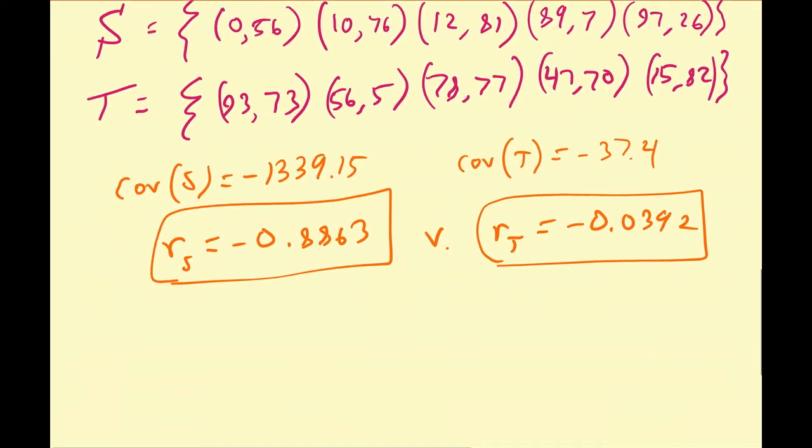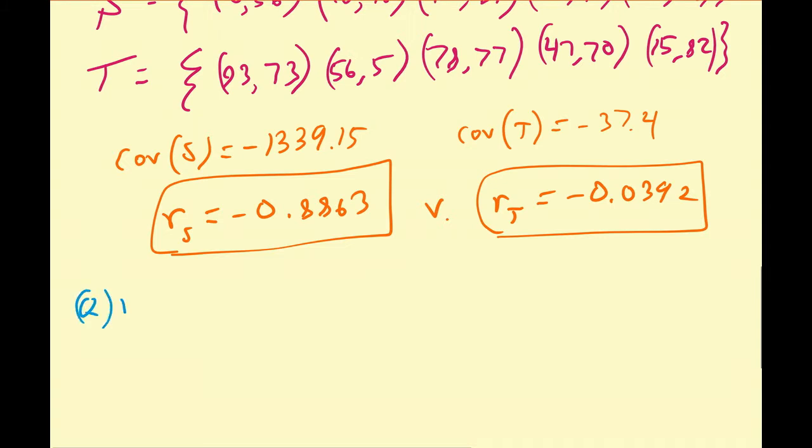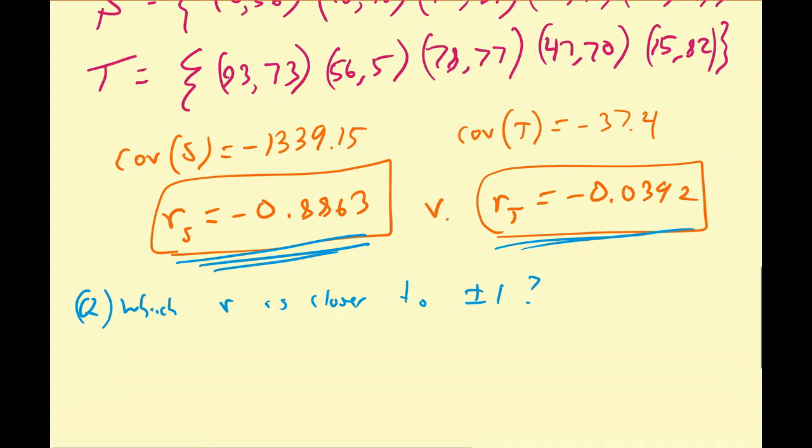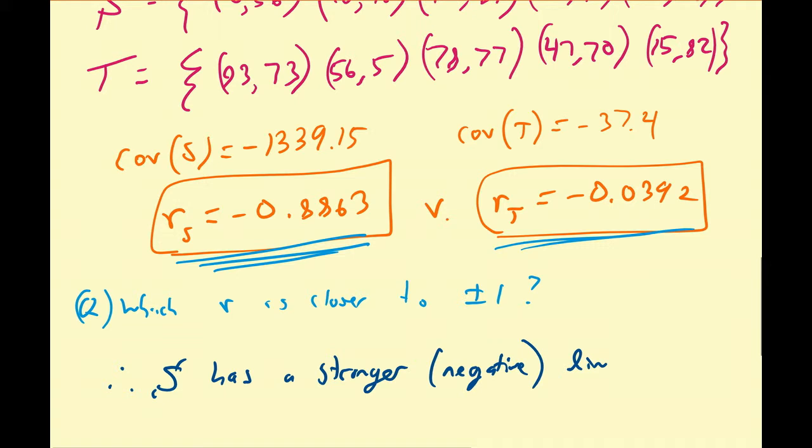And then we compare them. So we ask ourselves which R is closer to plus or minus 1. As we see, RS is closer to negative 1 than RT is to negative 1, so that means what? That means S has a stronger negative linear relationship than T appears to have.